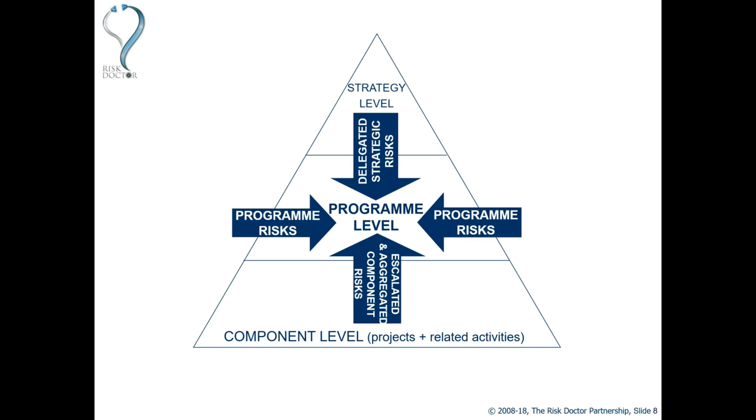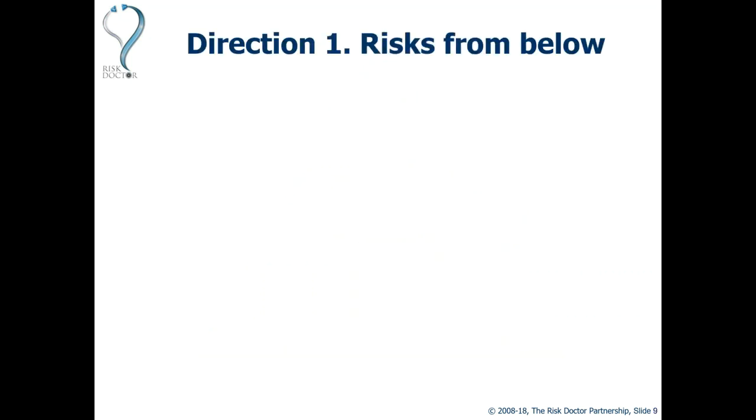And I should say that all of this is now reflected in the APM Body of Knowledge, the 6th edition, and you'll find this described in section 3.5, the risk management section, in a little bit of detail. We're just unpacking that particular section. So let's look at these three different directions in turn. We'll start with risks that come up from the component level. Then we'll think about risks that drop down on us from above, from the strategic level. And then we'll look at risks that come in at the program level itself.